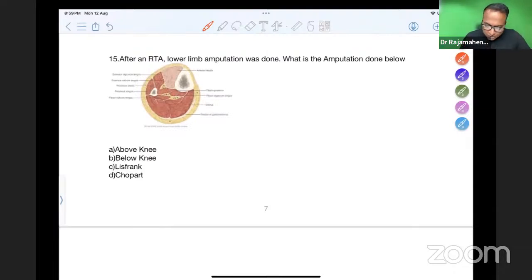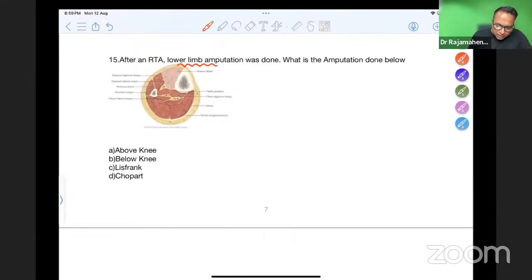So after an amputation, after a road traffic accident, this is also an applied anatomy question. A lower limb amputation was done. See, anatomy, physiology, biochemistry, all the questions are only applied questions. There is no straightforward, typical anatomy question you can see in this exam. Mostly they are applied anatomy questions, which are mostly answerable in surgery or in medicine or in other subjects.